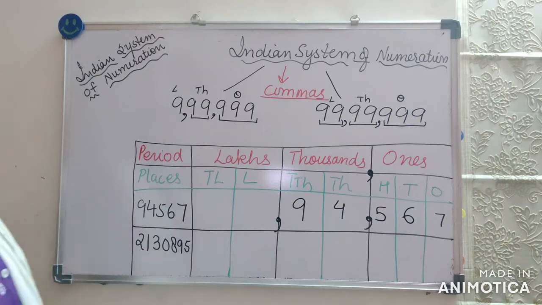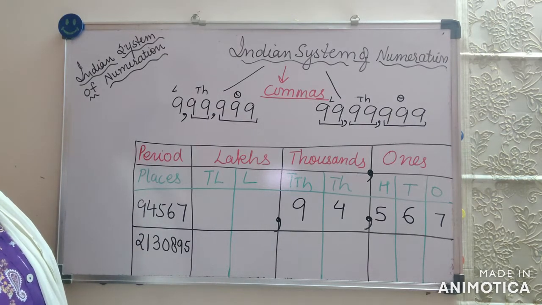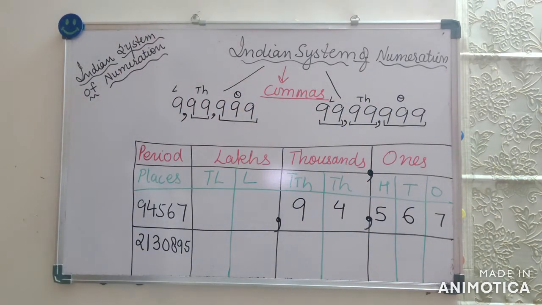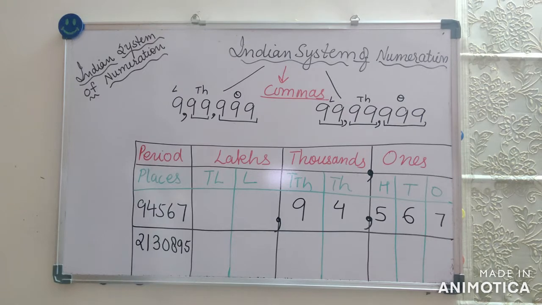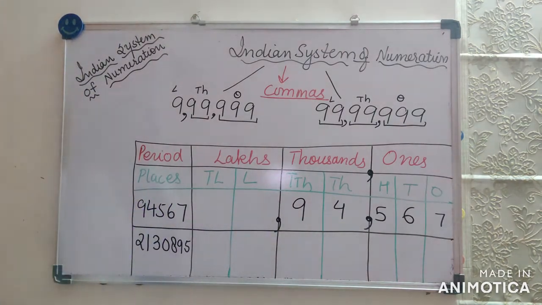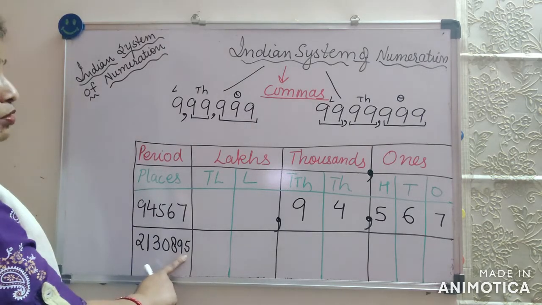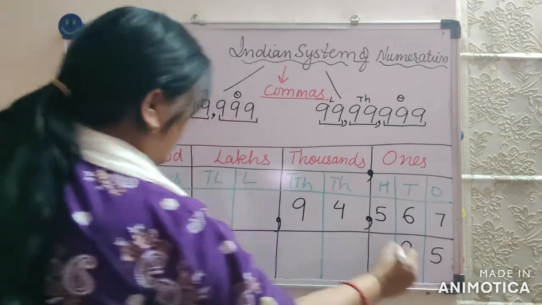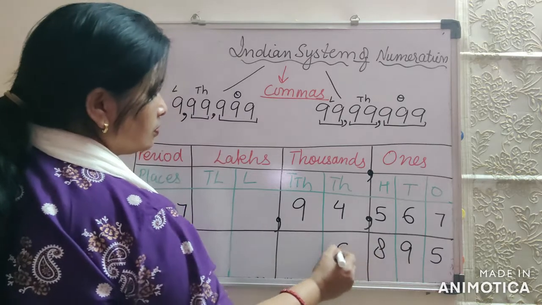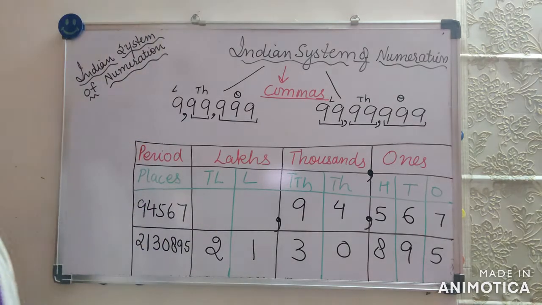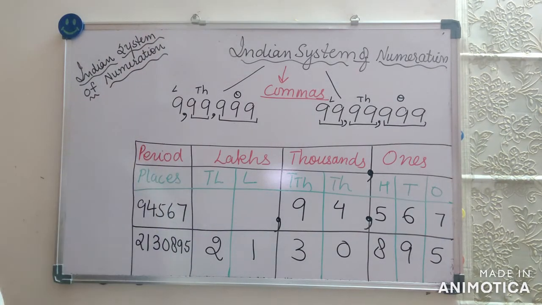And what will the number be now? It will be 99,99,999, right? Okay, just see, it is so easy for us after putting the commas. Now the first comma will come before 3 places, the next will come before 2 places, like this. Now in this number, when you write it down, always start writing from the ones. 5, 9, then 8, 0, 3, 1 and 2.